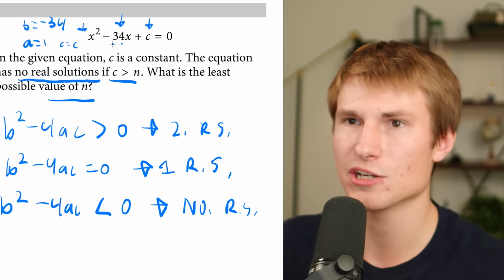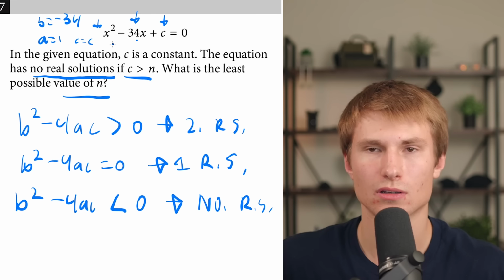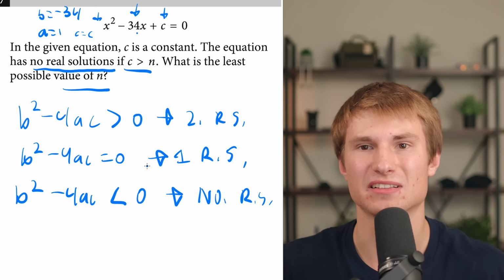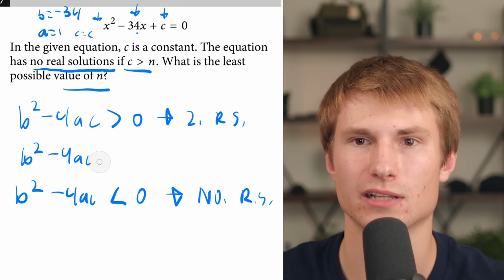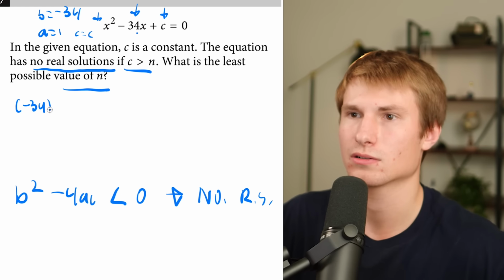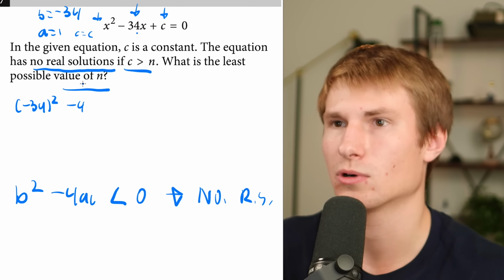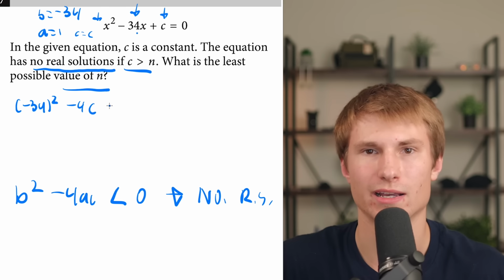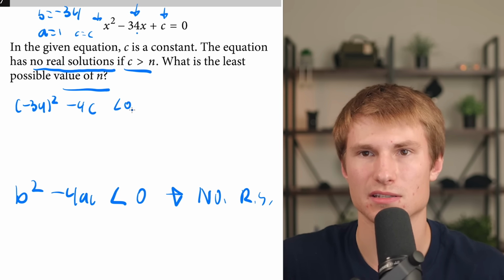we're told that the equation has no real solutions, okay, which means that it has to be less than 0, as you can see. Let's go ahead and draw this out. So we've got negative 34 squared minus 4 times a, which is just 1, so minus 4 times c. This is what we get. It's got to be less than 0.